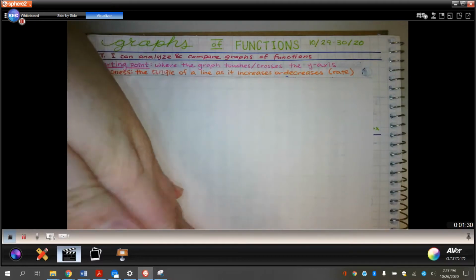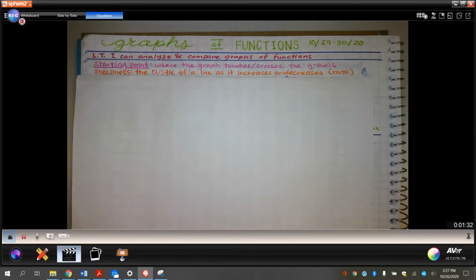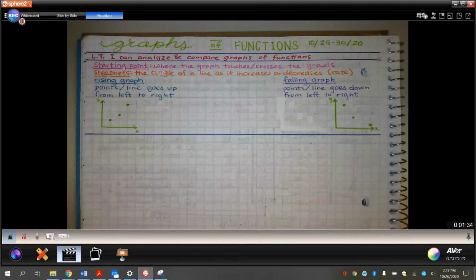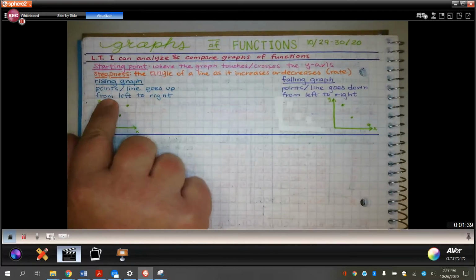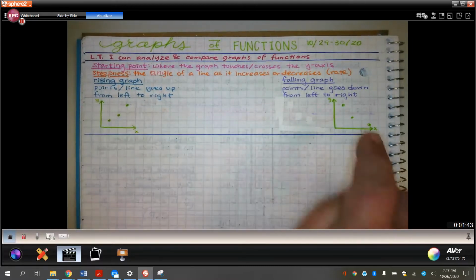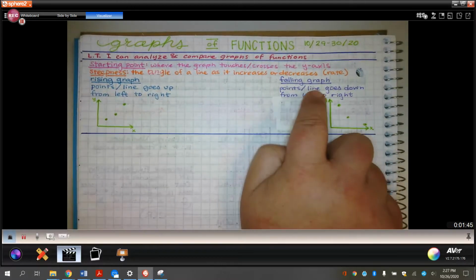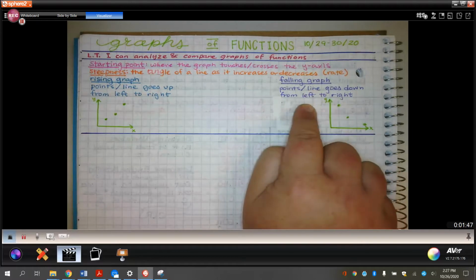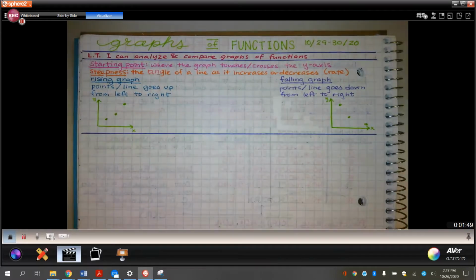Okay. Then we have the words rising and falling. So a rising graph means that the points or line goes up from left to right, and a falling graph means the points or line goes down from left to right. Notice that it's always from left to right, just like reading a book. So here is how it works.